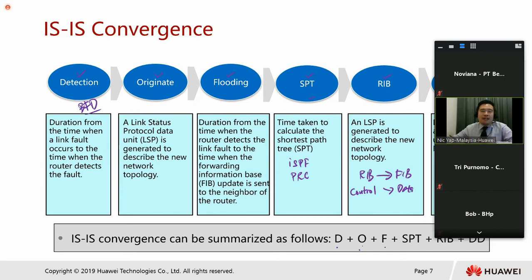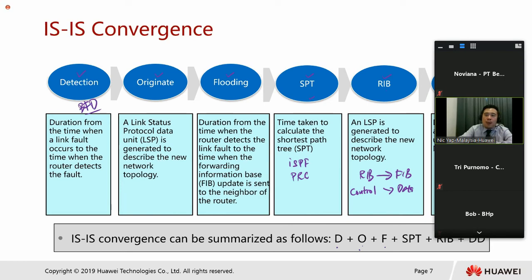So the ISIS convergence can be summarized like this. When you add up everything together, that is the time it takes for the convergence. So they need to include the detection, origination, flooding, SPT, RIP, and also the distribution delay. So that is all 6 steps of delay we might need to consider for the ISIS convergence. But definitely ISIS convergence will be slightly faster compared to OSPF. It may be half a second or 1 second faster compared to OSPF. Okay, this is on the ISIS convergence.